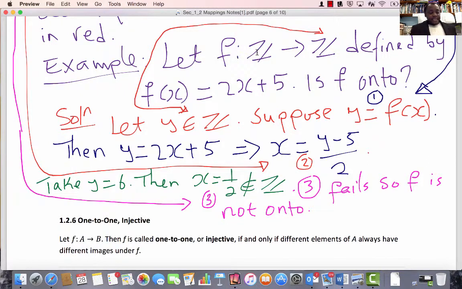Okay, let's go ahead and define what it means for a function to be injective or one-to-one.